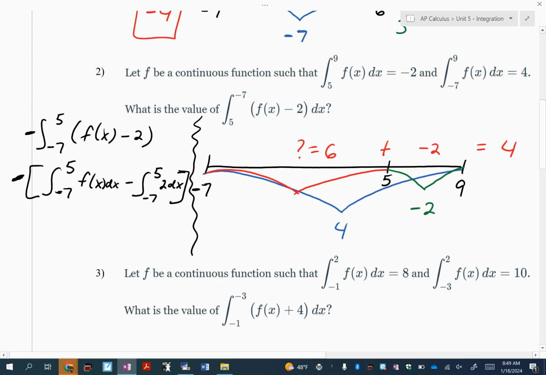Remember to pause and ask a question if you're confused. So I split it into 2 integrals. Notice what symbol did I use in between my 2 integrals? Subtraction. Why did I use subtraction? Because it says minus 2. What if this had said plus 2? Then this symbol would be addition, right?